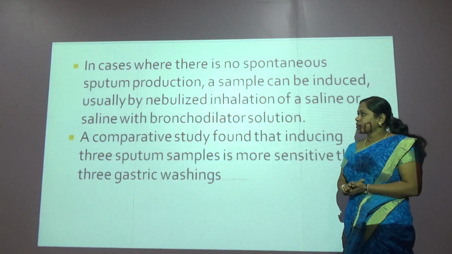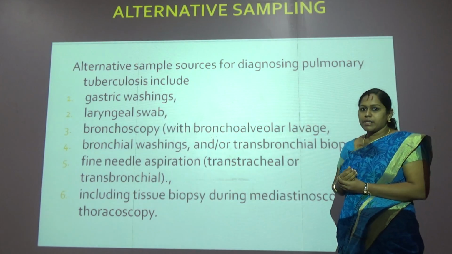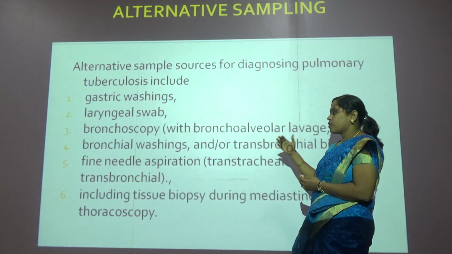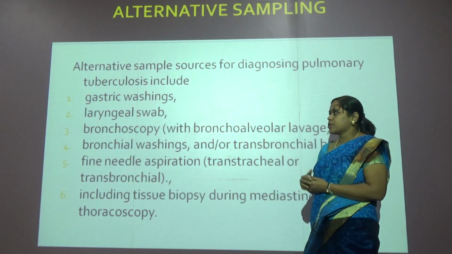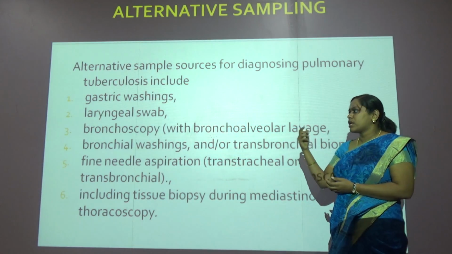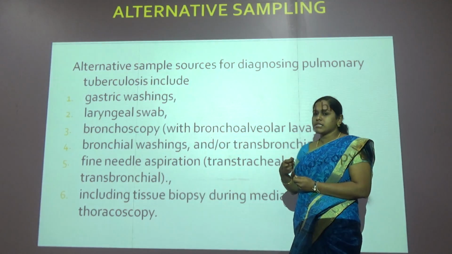So next, coming to the alternative sampling. Under alternative sampling, apart from the sputum analysis, gastric washing, laryngeal swab, bronchoscopy, fine needle aspiration and tissue biopsy will be taken for the patient. Gastric washing means washing collected from the stomach, and for the laryngeal swab, a long swab will be taken inside the throat and they will collect some of the samples.